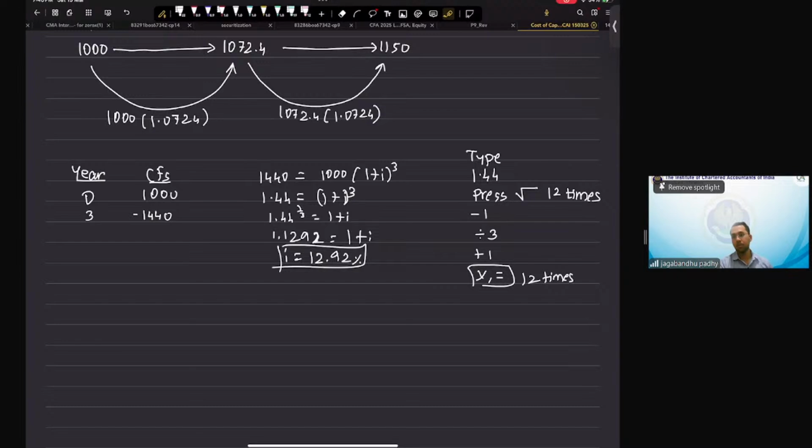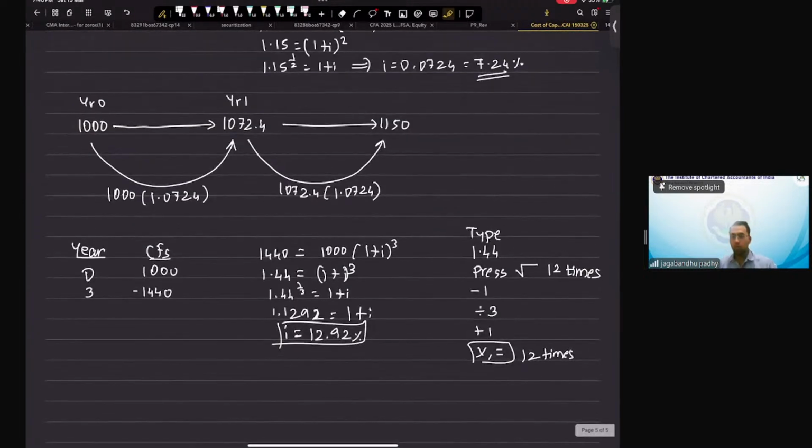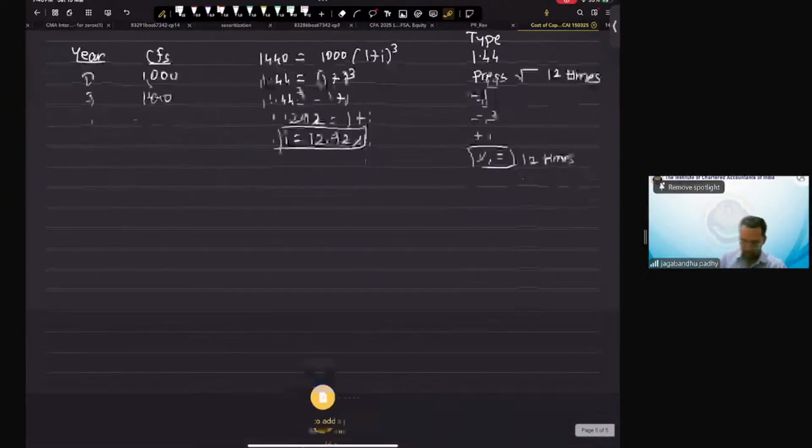Yes, it's a time consuming process. You have to use it maybe once in an exam, or maybe not at all. Just one of the questions may require it because there's no other way to actually calculate this. There's no other way with a normal calculator. Okay, now let's just take it forward.